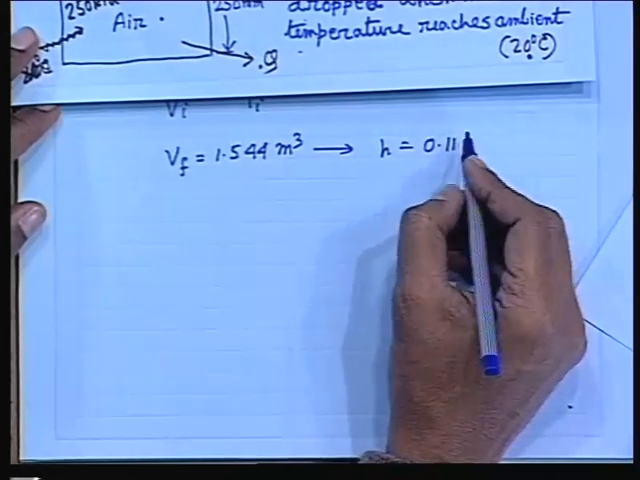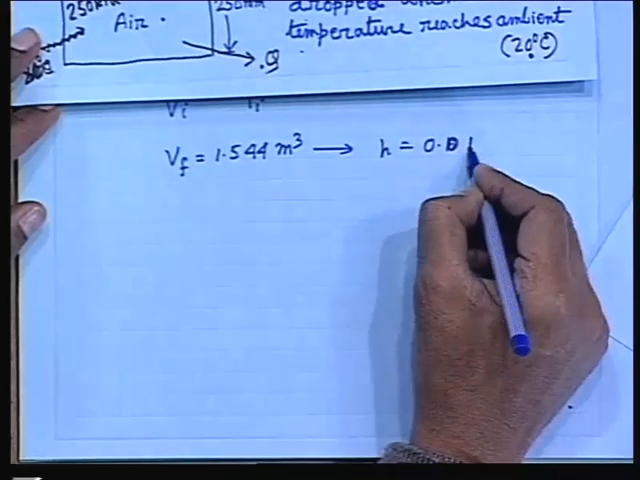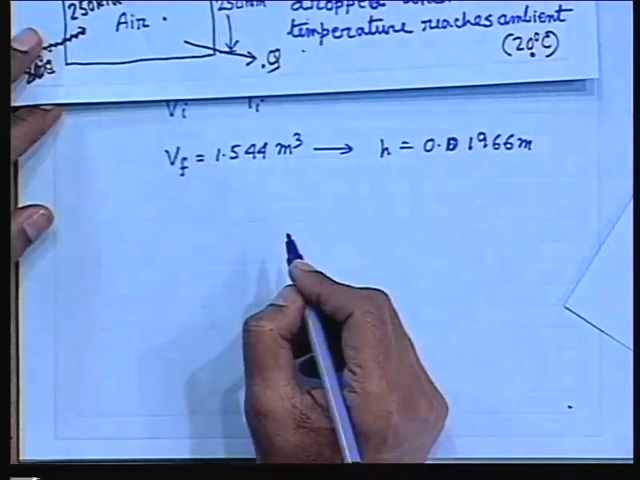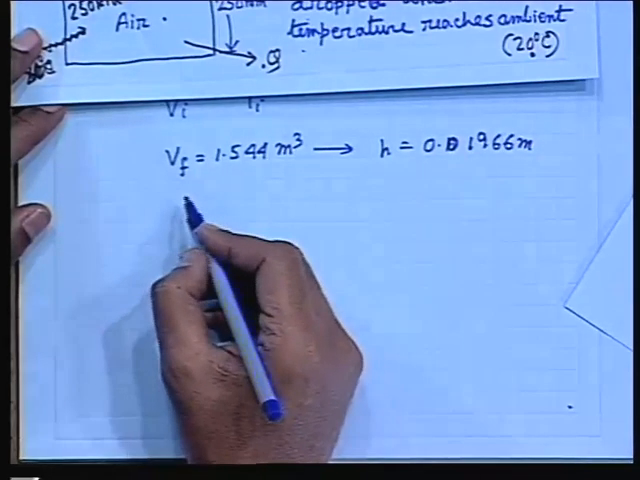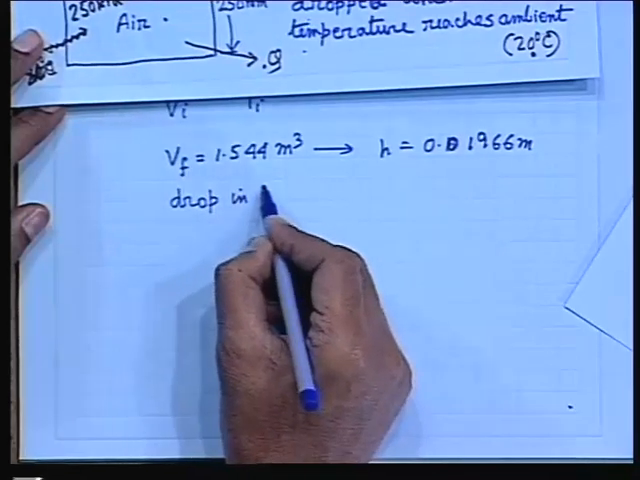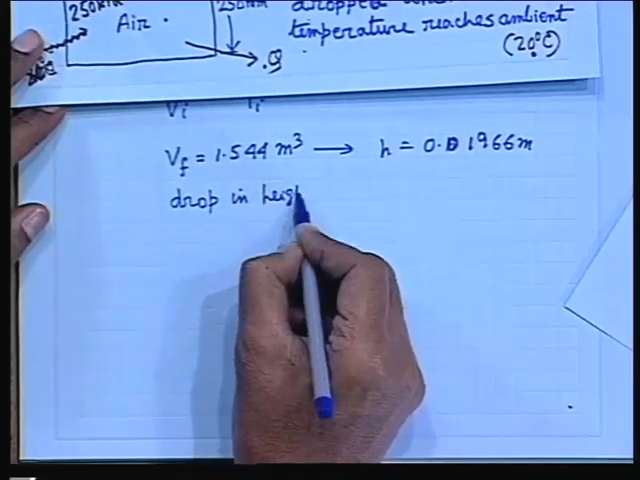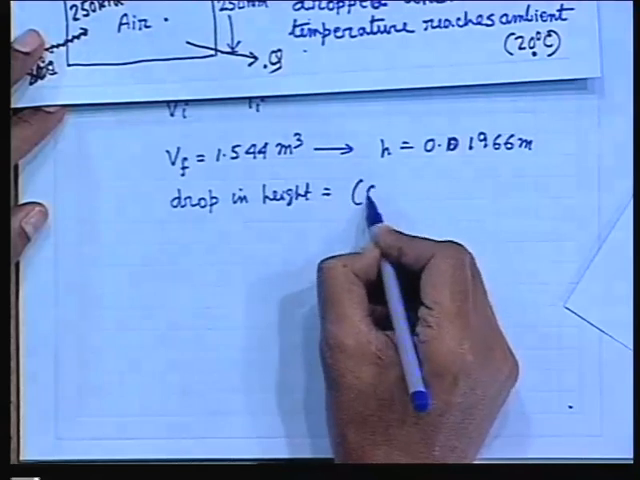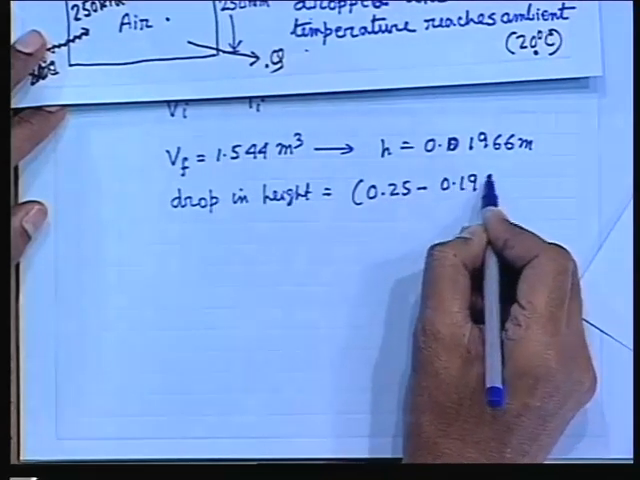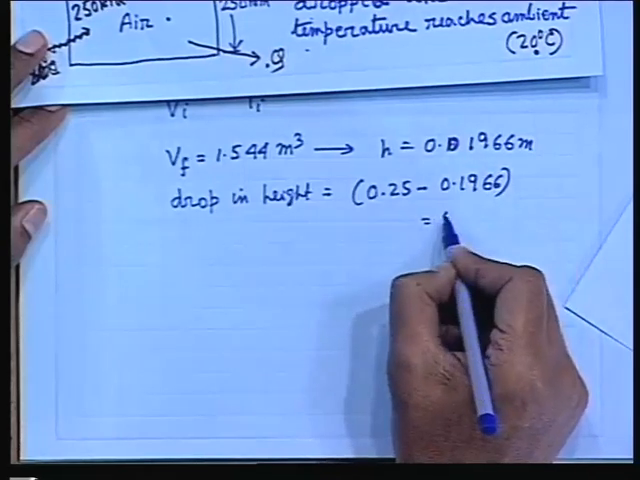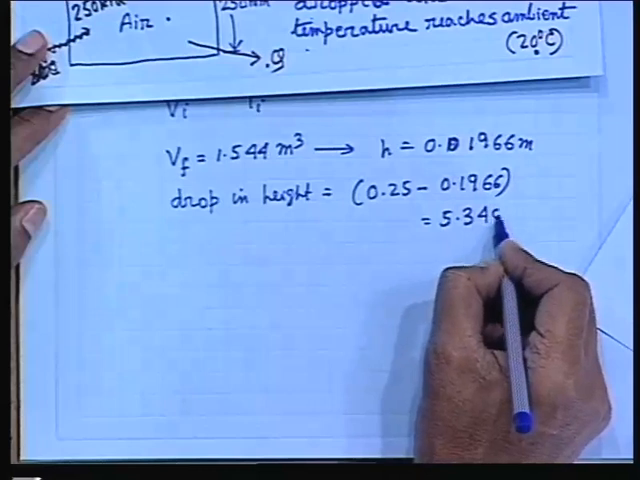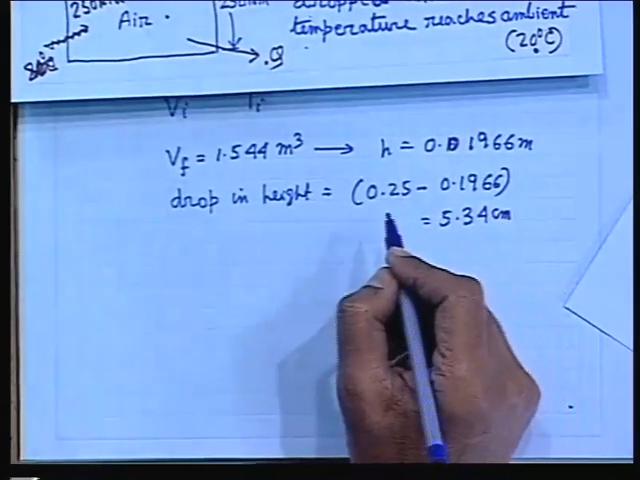How do you get it? Well, the drop in height, so therefore, very good, drop in height will be 5.34 centimeter.